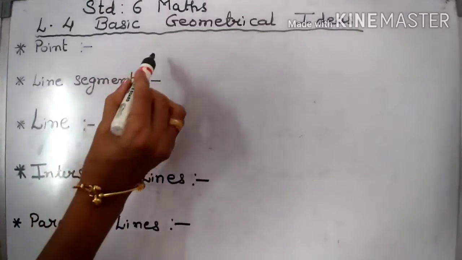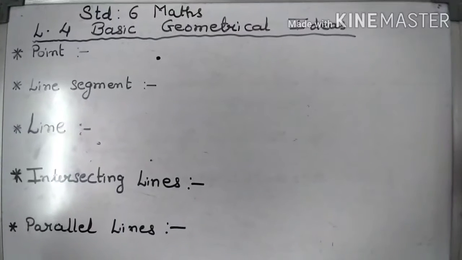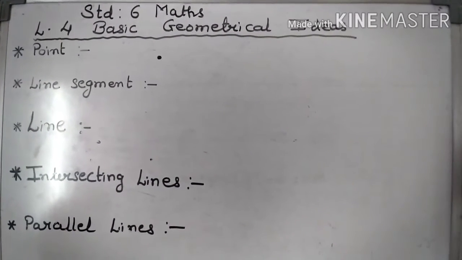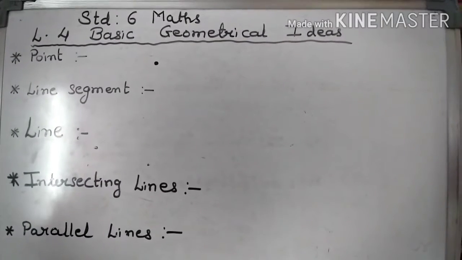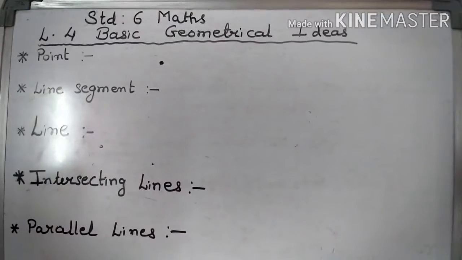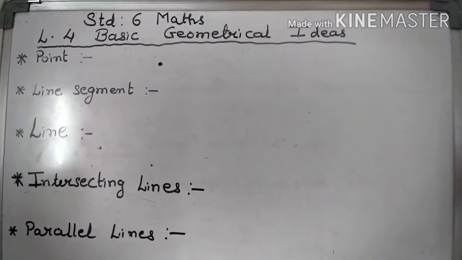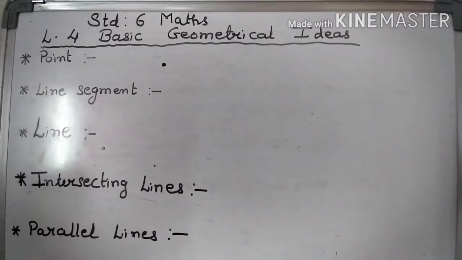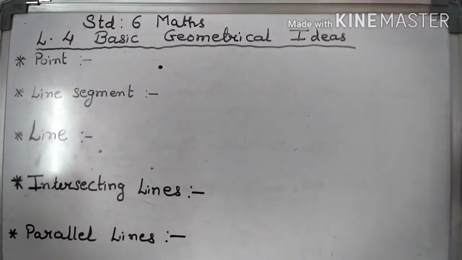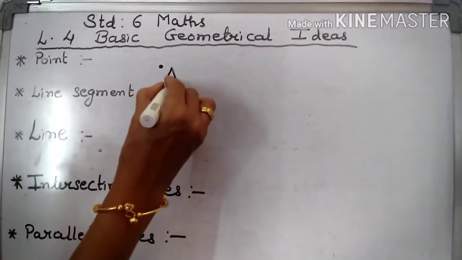Students, can you tell what this is? It's a dot. One can say it is a dot, another can say it is a point. Yes, it is a point. A point determines a location. A very tiny dot on a paper or the tip of a sharp pencil, etc. gives us an idea about a point. Points are denoted by capital letters.